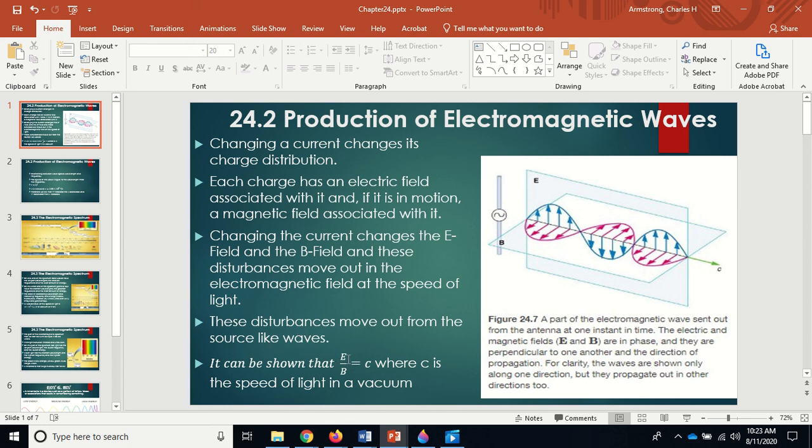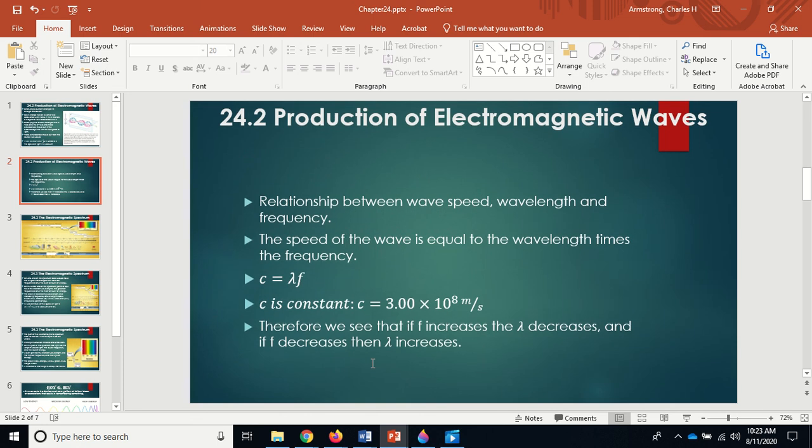This is the electric field divided by the magnetic field equals c, where c is the speed of light. So the ratio of the strength of the electric field to the strength of the magnetic field stays constant. That's just equal to c. So if one goes up, the other one must go up. If one goes down, the other one must go down. Whatever E is, the ratio has to stay the same. It has to be equal to 3 times 10 to the 8th meters per second.